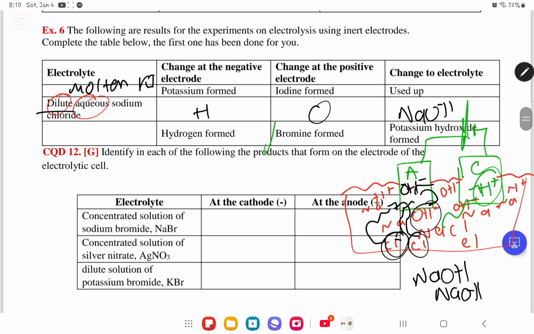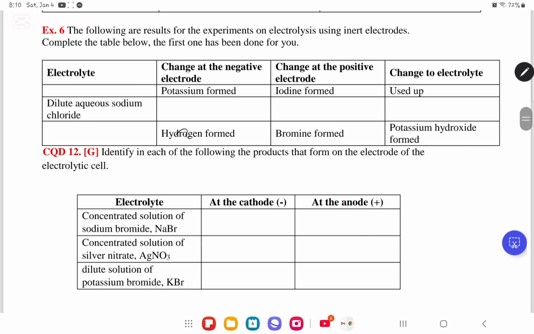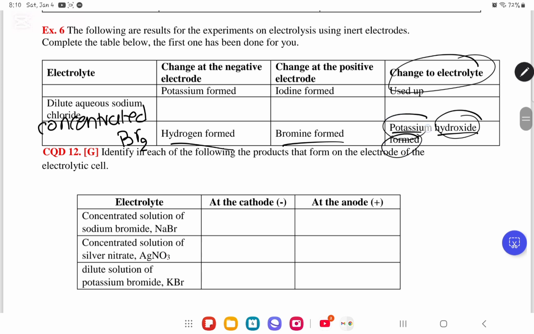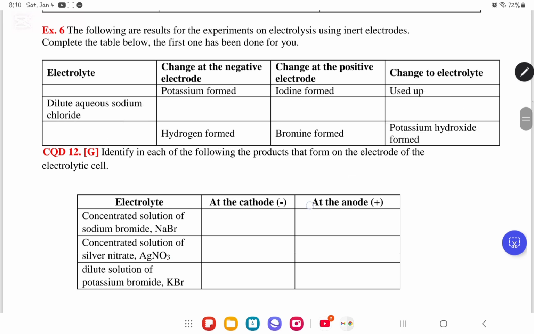Now finally, for the last one, we have hydrogen is formed, okay, which means it could be dilute and it could be concentrated. We don't know. Then we come here, bromine is formed. Directly from the bromine, we know that it is concentrated. And we know that our anion is Br. Then we move to the change in electrolyte. We have potassium hydroxide is formed. Where did the potassium come from? It came from here, so KBr. Or in words, it's potassium bromide. And that's it for exercise 6.